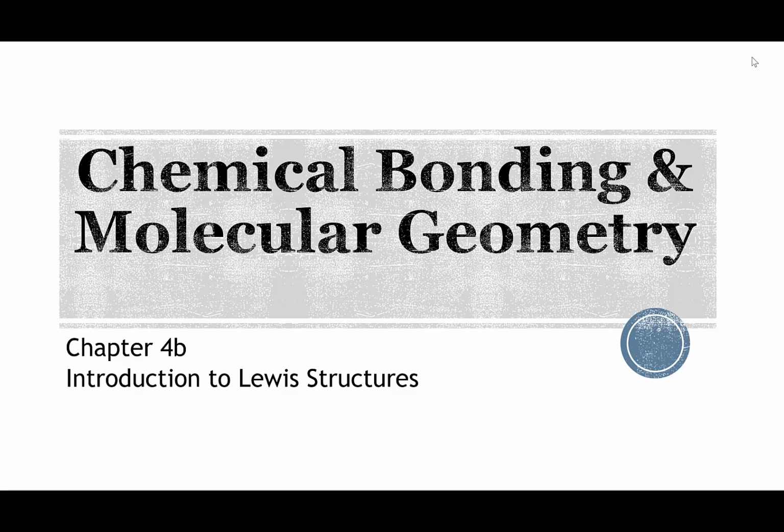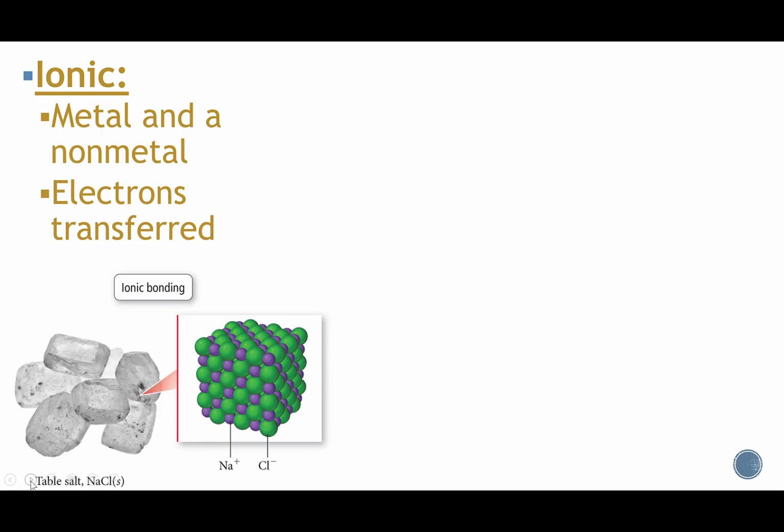Today we're going to talk about something called Lewis structures. Up until this point, we have put the molecules into two categories, ionic or covalent. And today we're going to focus on covalent molecules. So what do those electrons look like in a covalent molecule? Just as a reminder, the difference between ionic and covalent.